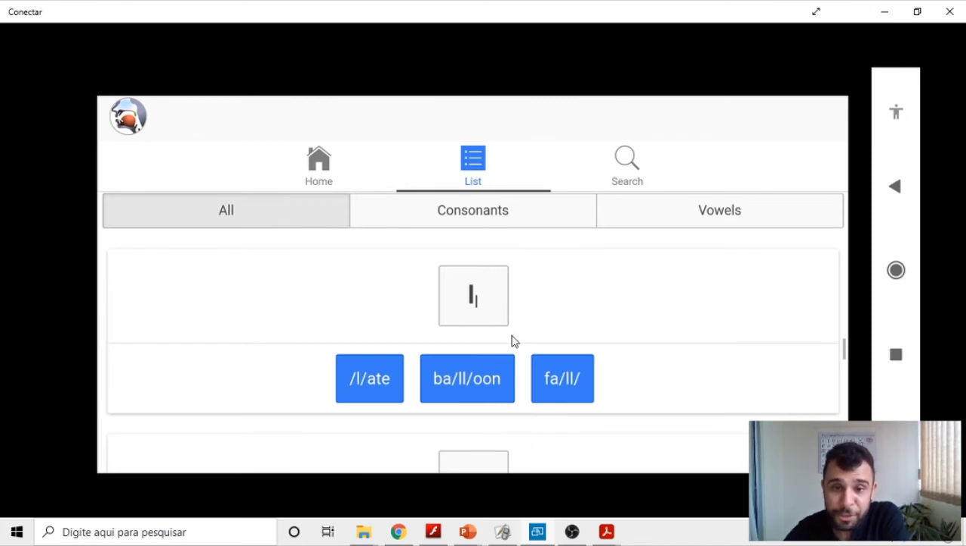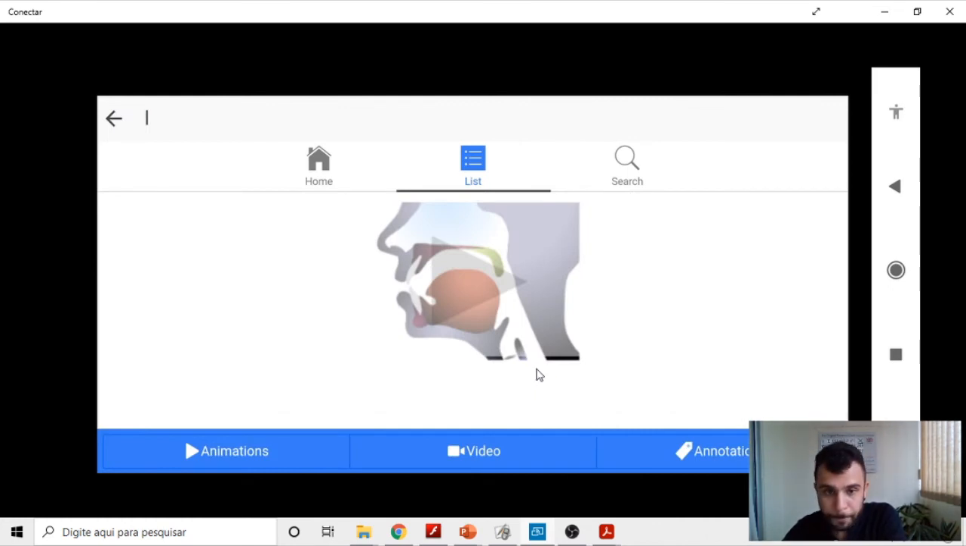Then we move to the lateral phonemes. Late, balloon, fall. Let's check here. You will have the tip or the blade of your tongue touching the alveolar ridge, and air escapes through the lateral part of your mouth. You can't see it here, but you can feel it in your vocal tract. The velum is up, and there is vibration. Okay?